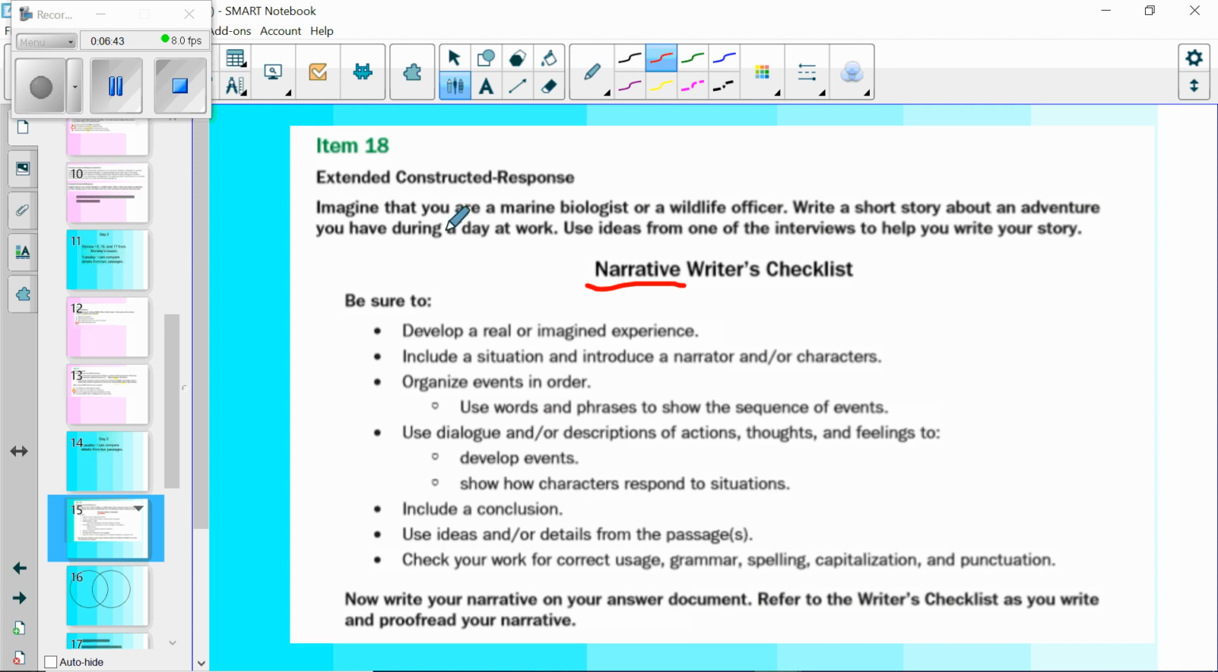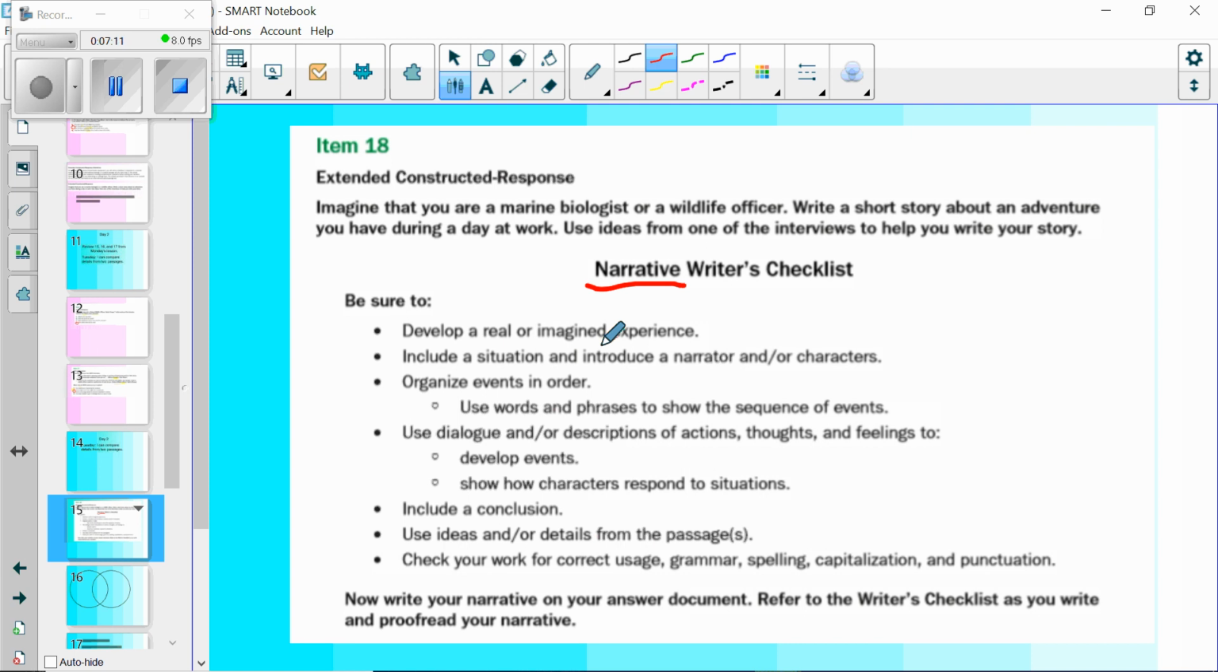And we know that we've been provided with this checklist down here to help us include these things. We will refer back to this checklist, but just a couple things I wanted to point out to you. Use dialogue, so we know our characters are going to be talking. We can develop a real or imagined experience. So this is something made up because you aren't a marine biologist right now, or you're not a wildlife officer, so you get to make up what you want to happen. But we need to make sure that what we make up makes sense.